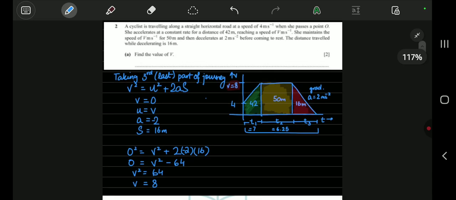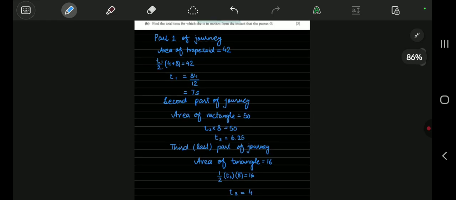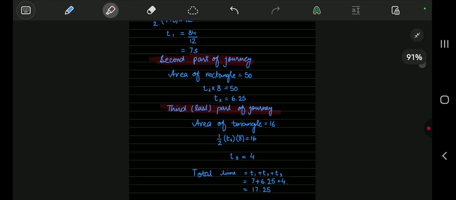This is part A working. This is part B working. Okay, part 1 of the journey, we did it separately, second part of the journey, and third part and the last part of the journey. Okay, so this is your whole question.